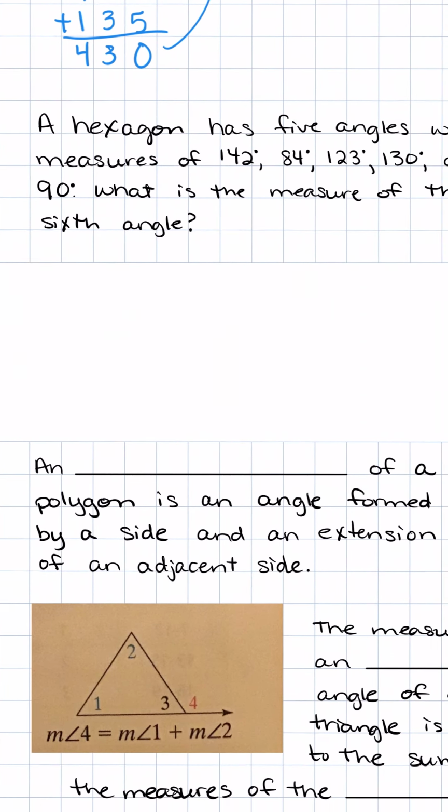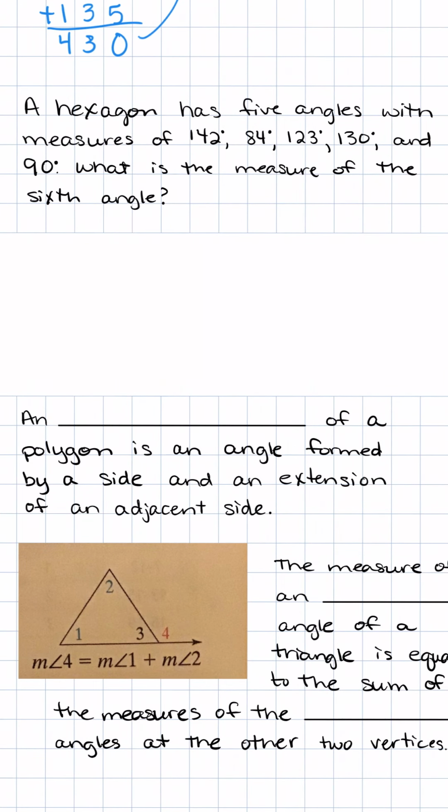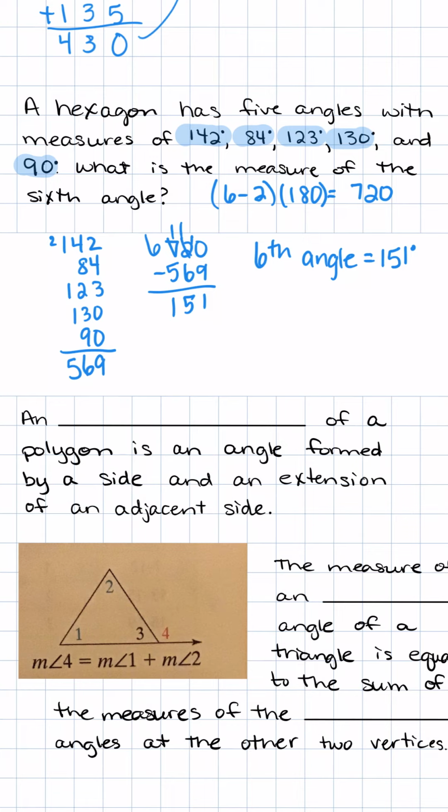So you try this one. A hexagon has 5 angles with measures of 142, 84, 123, 130, and 90. What is the measure of the 6th angle? Press pause, see if you can figure this out on your own. So your 6th angle should have equaled 151 degrees. Okay.